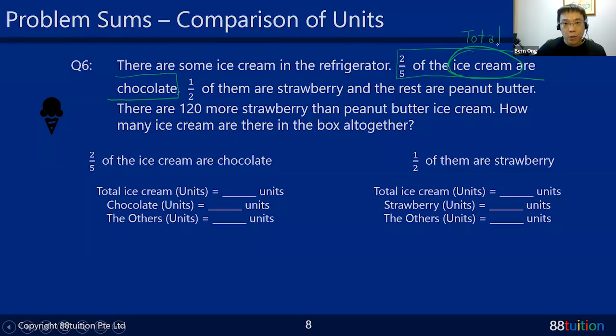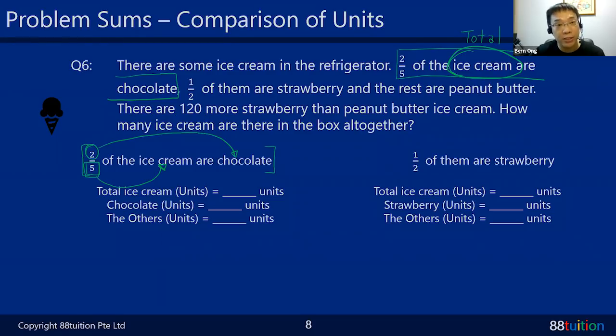The total ice cream. So look at this statement. Hi, Edison. 2/5 of the ice cream are chocolate. So it means that what? There is a total of 5 units of ice cream. But 2 out of 5 of them are chocolate. Can you see? So the first clue, 2/5 of the ice cream are chocolate.